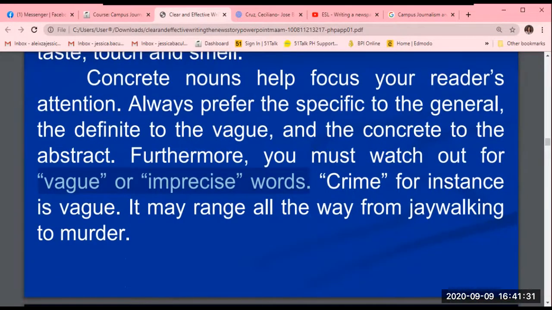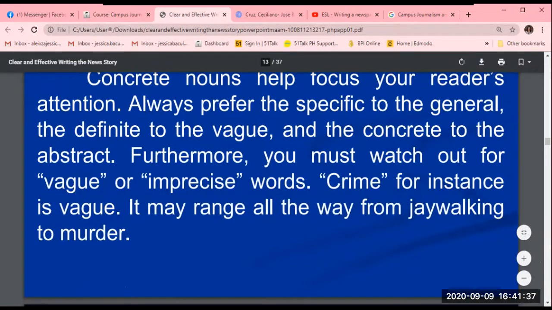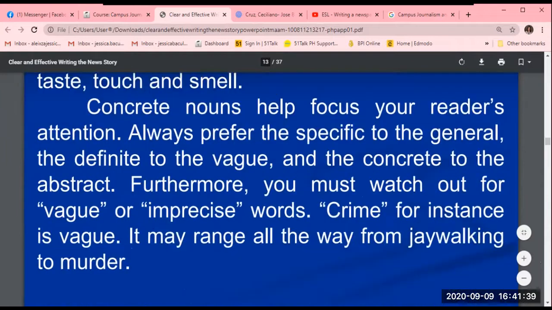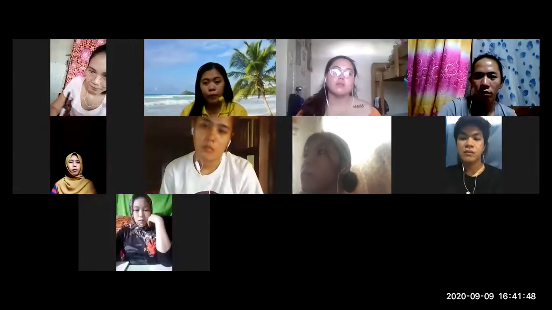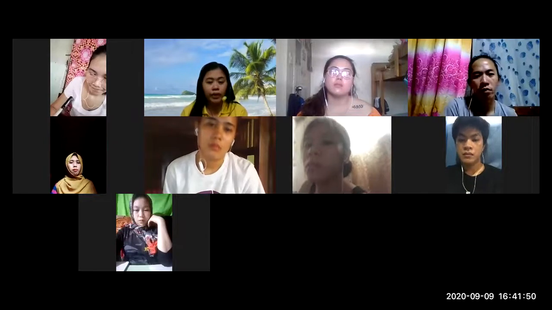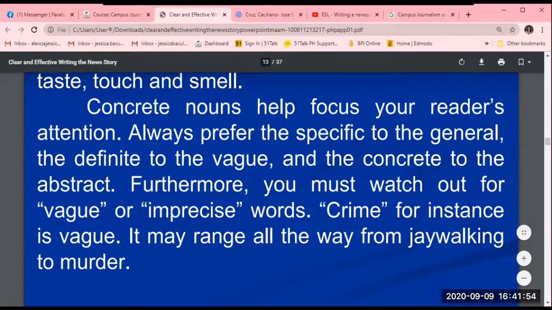So, for example, crime, for instance, is vague. It may range all the way from jaywalking to murder. So you have to be specific, use specific and concrete knowledge, because we know that figurative language more likely has more than one meaning in one word or in a sentence. Okay?